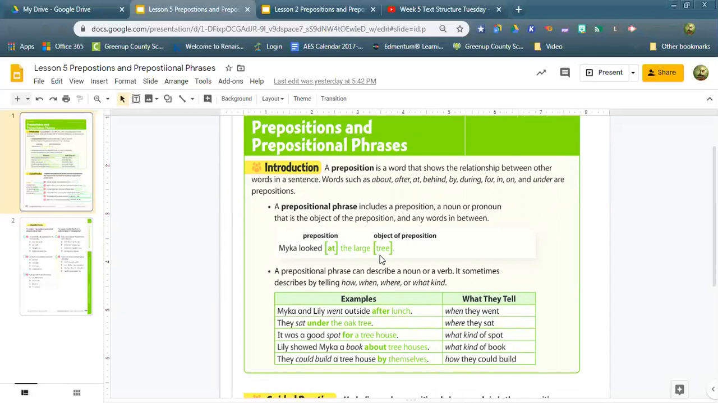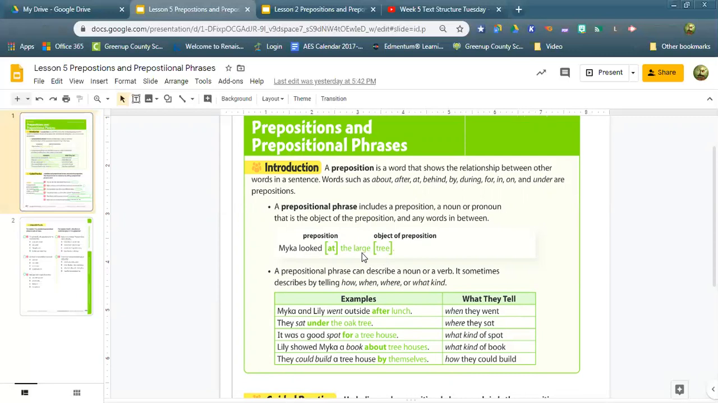Okay? So, let me ask you guys a question. What part of speech is the word tree? Is it a verb? Can you tree? I want you to tree for me right now. Can't do it, can you? The word tree in this sentence is a noun, okay?